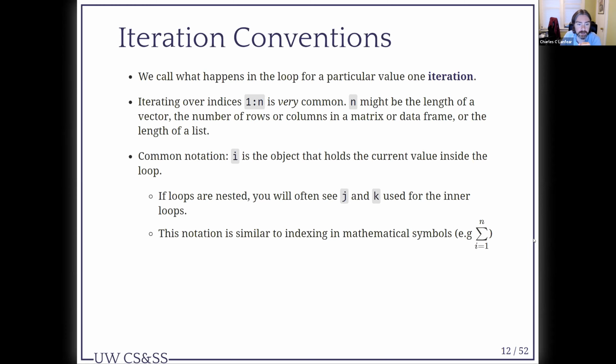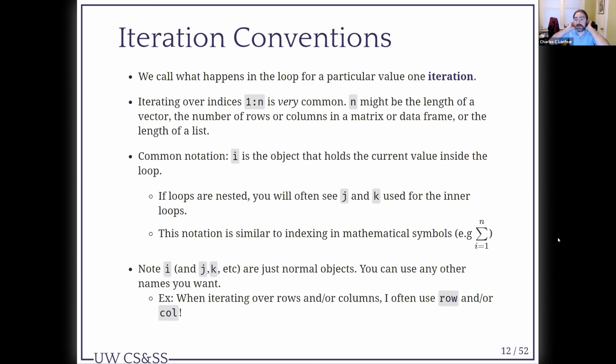Something to note is that the things you iterate over, like i and j and k, are normal objects in R, which means you can use any names you want. You don't have to use i and j and k. If I'm iterating over the rows of a data frame, instead of iterating over i, I'll just iterate over row. I'll name that object row. If I'm iterating over columns, I'll usually name it col or column. You can name them whatever you want for convenience. And to trip you up, I've used a whole bunch of different names for iterators throughout this lecture, so you can see that they change and you're not stuck with any one of them.